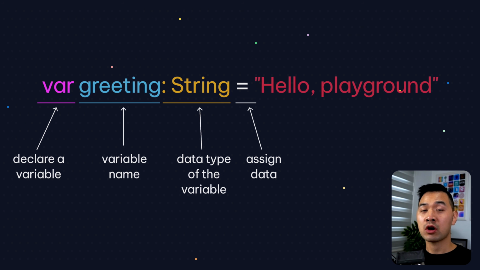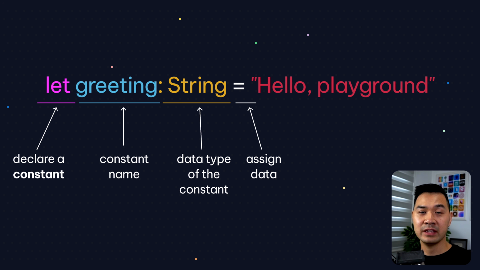Now, constants are a special type of variable. Instead of using the var keyword to declare a new variable, we use the let keyword to declare a new constant. Now, everything about a constant is the same as a variable, from how it's used to how it's declared and how it can only store data of the same data type as what you declare it with. Now, the only difference, there's one single difference, and that is that with a constant, you cannot reassign data to it. Once you assign data to it, it is constant.